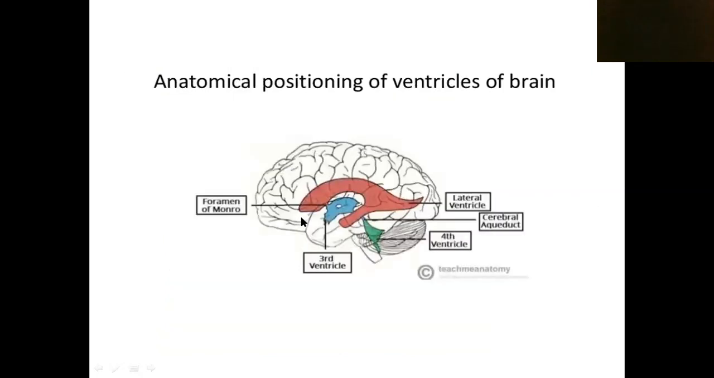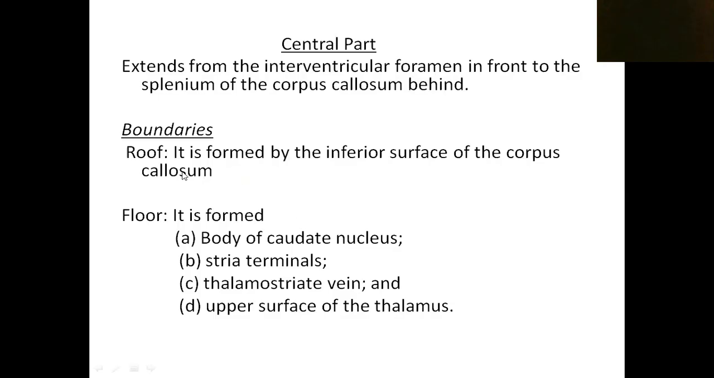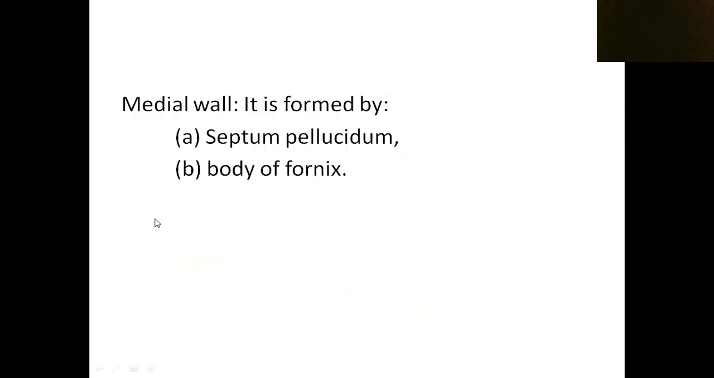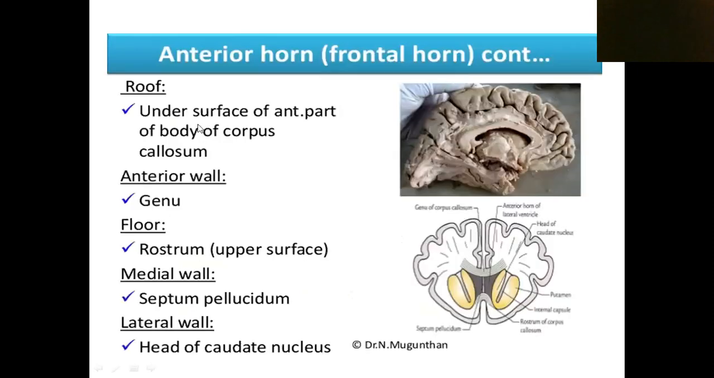So the central part is clear. Okay, roof, floor, superiorly, then inferior boundary, then medial boundary. Then the anterior horn. Now we are going to see the anterior horn, this area.